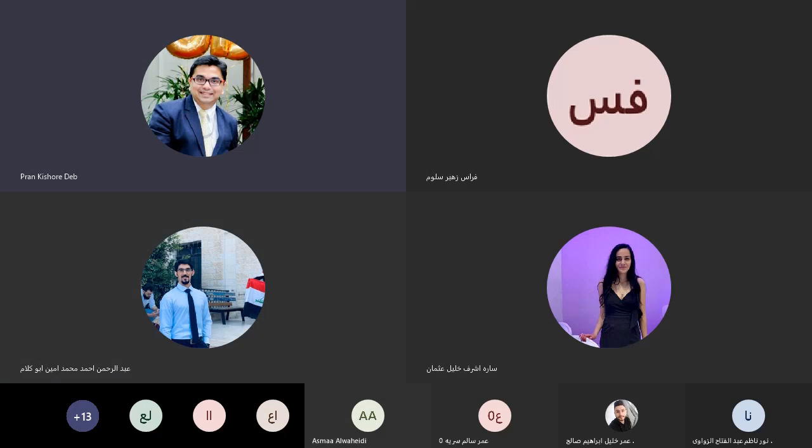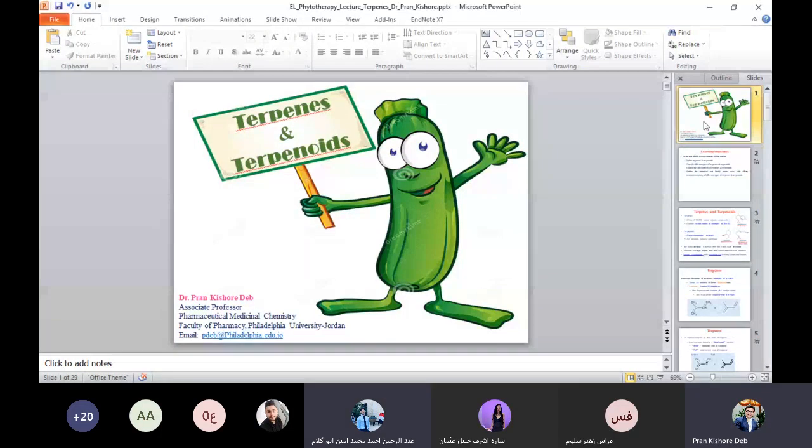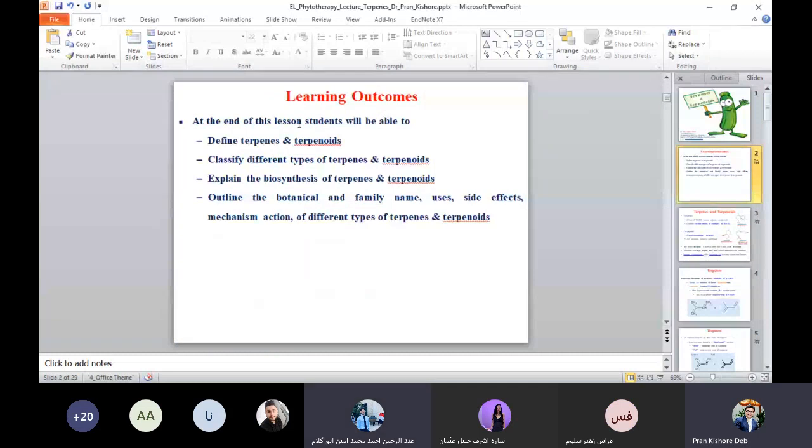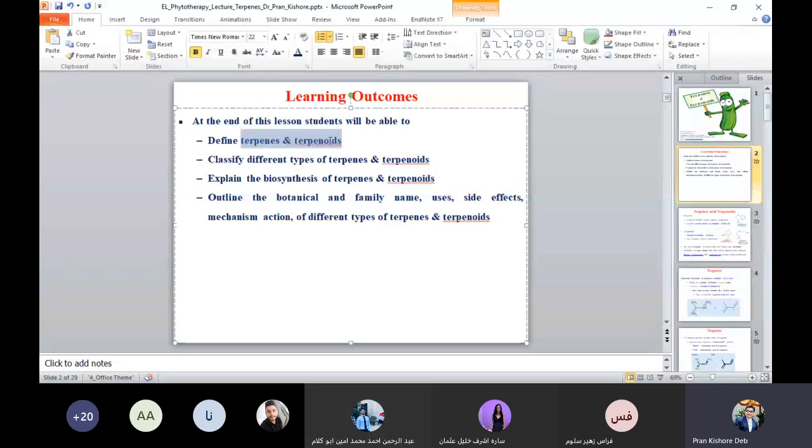Good morning, everyone. So we'll start with a new chapter that is terpenes and terpenoids. Coming to the learning outcomes, at the end of this chapter, you will be able to define what is terpene and terpenoids and differentiate between terpene and terpenoids.